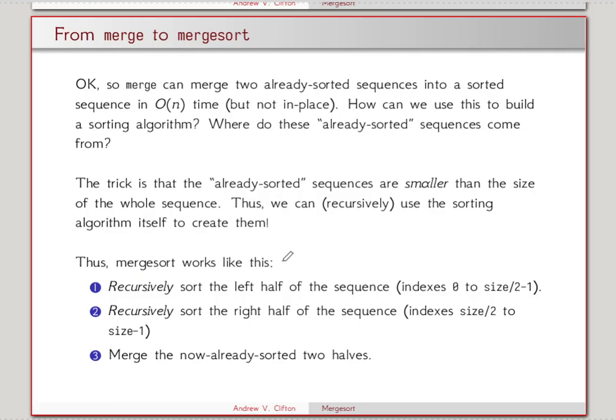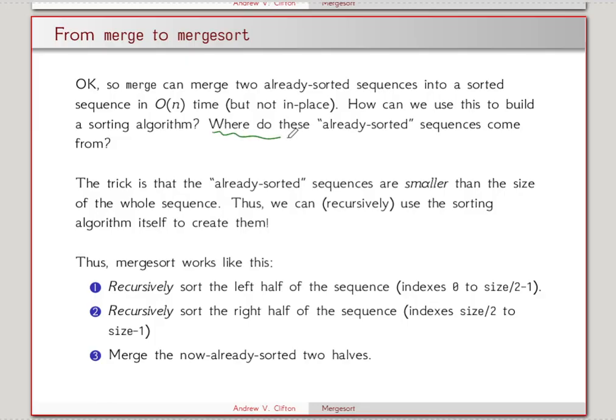Okay, so we've got a merge function. You give it two already sorted sequences and it can turn them into a bigger sorted sequence, right? It doesn't run in place. If you want to make an in-place merge, that runs in O of n squared time, which is already kind of worse than the other sorting algorithms that we already have. So there's no point in doing that.